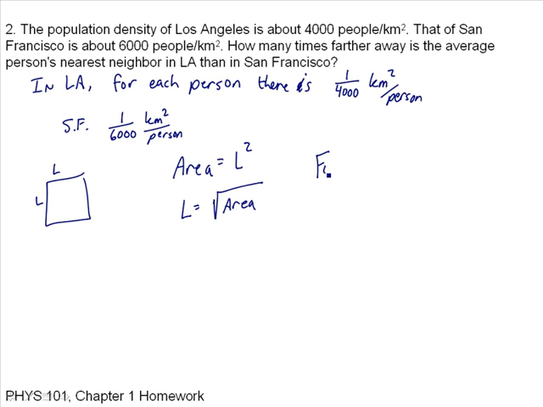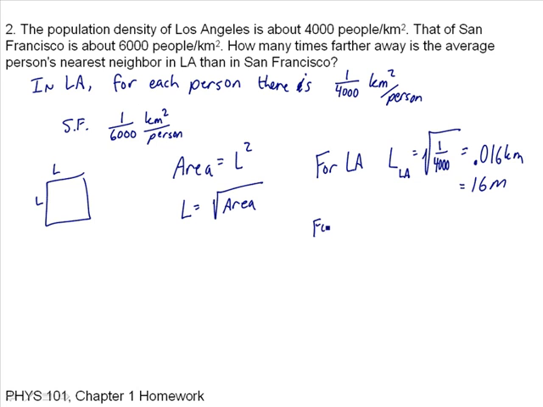So for LA, I'll call it L sub LA, is equal to the square root of 1 over 4,000. That's the square root of the area, and that gives me 0.016 kilometers, which is equal to 16 meters. So in Los Angeles, if you were to spread all the people out evenly, they'd be about 16 meters from the next person.